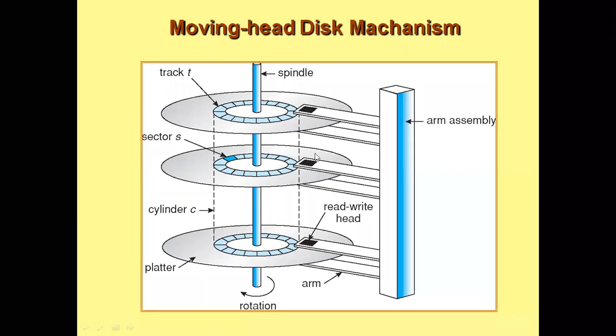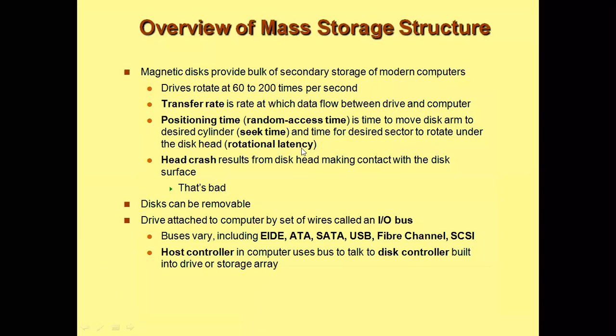Clear? This entire unit is called a cylinder, to which the read write head is pointing. Okay, so there are some facts with respect to magnetic disks. Magnetic disks rotate 60 to 200 times per second. Transfer rate is the amount of time required to transfer the data from the disk to the device, that is, the computer.